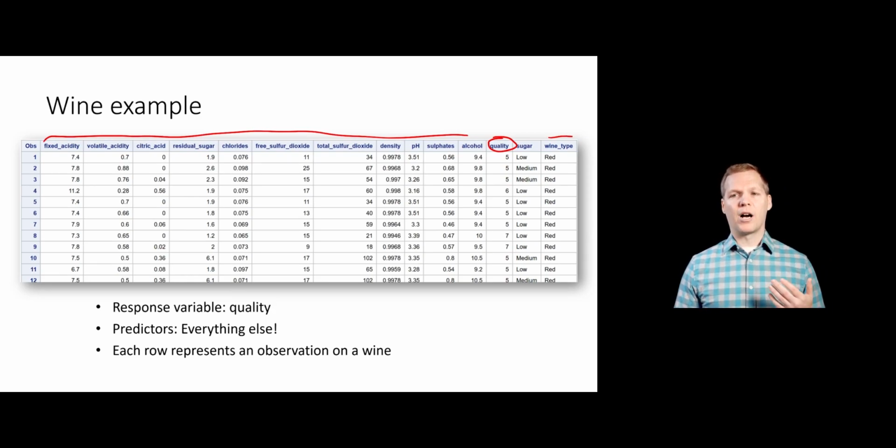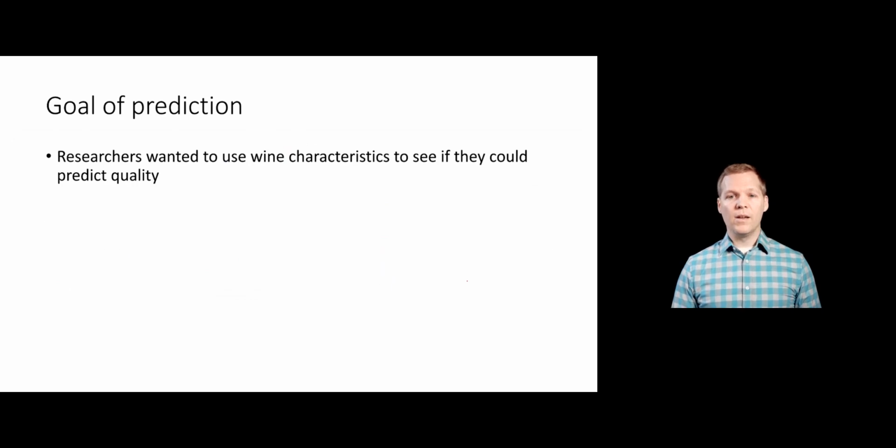Is there some combination of alcohol, pH, acidity, and wine type that I can use to get a pretty good idea about predicting the quality of my wine? If I can figure out an equation like that, maybe I could figure out how to make my wines in a way that they will have higher quality. All right, so again, that's our whole goal here.